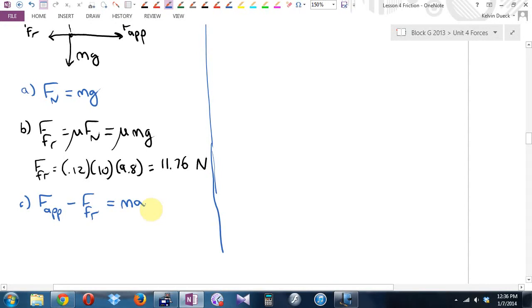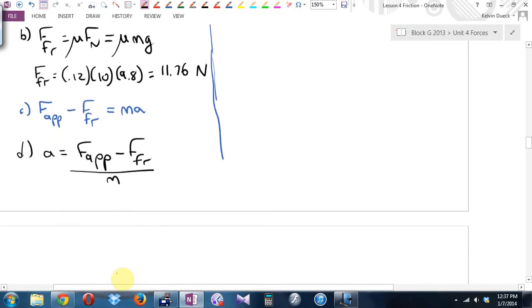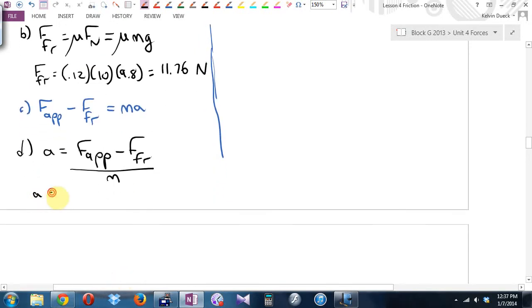What did D want me to find? How would I get the a by itself in this equation? Just divide the whole thing by m. So as an equation, it's going to be a equals applied minus friction, divided by m. Let's plug in numbers. The applied was 20 minus 11.76, divided by 10. I can do that in my head. 20 take away 11 is 9. Take away 0.7 is 8.3. Take away 0.06 is 8.24. About 0.824.